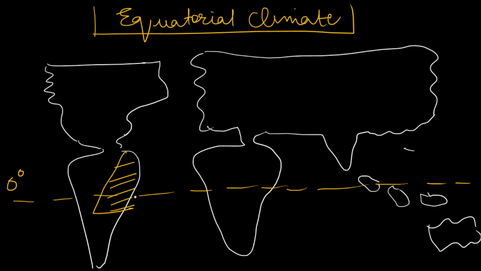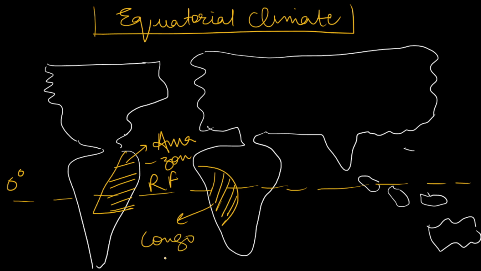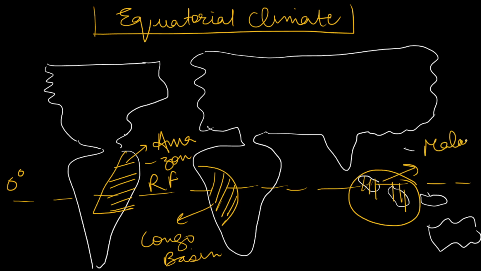In this region, you will find Amazon rainforest. Then here you will find Congo basin, and here Malaysia and Indonesia. So these are the regions where you will find classic equatorial climates. These are the major regions, that is what I wanted to let you know.